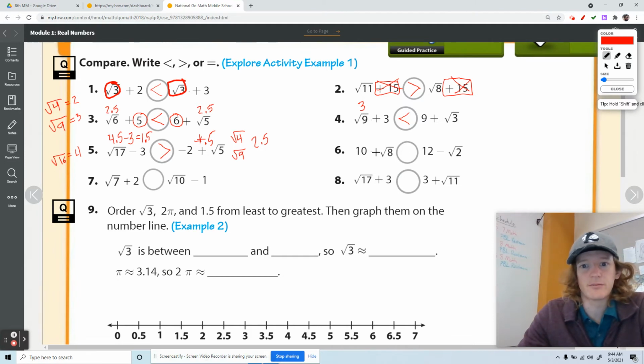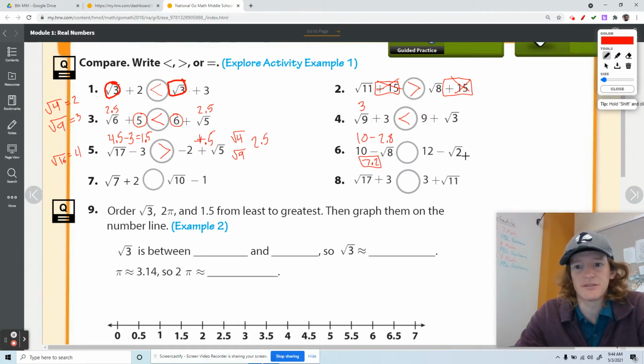Number 6, we have 10 minus the square root of 8. The square root of 8 is a little bit less than 3 because the square root of 9 is 3. So we'll say 2.8. 10 minus 2.8. Well, 10 minus 2 is 8. And 8 minus 0.8 is 7.2. That's about a good estimate for the left side.